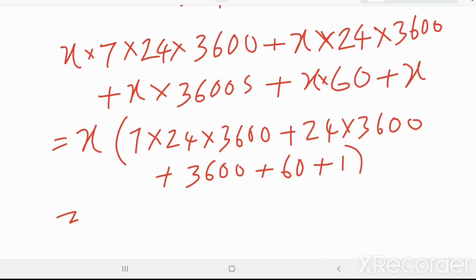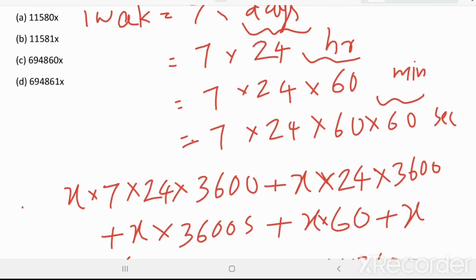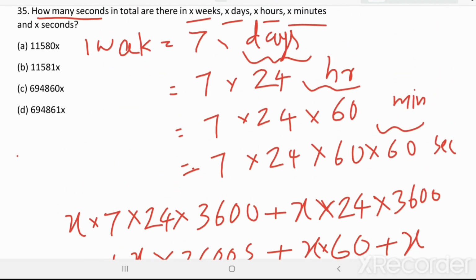Now adding all these, here the units place digit is 0, because there are 3 zeros in the number. Here also the units place digit is 0. Here also 0. Then the units place digit of this sum total will be 1. So see the options. Only in 2 options do we have 1 in the units place digit. So we can eliminate the other 2 options.